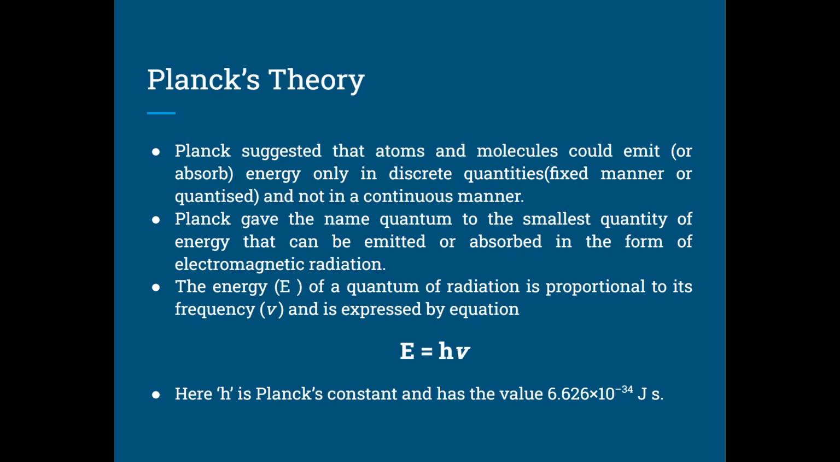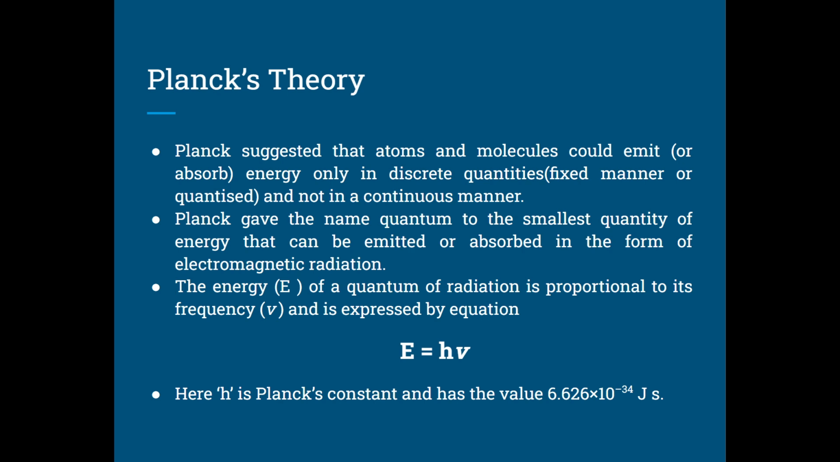Okay, now he gave an equation: E is equal to h mu, where E is the energy of the quantum of radiation that is being absorbed, and mu is the frequency, obviously. And the representation of Planck's theory formula is E equals h mu, where E is energy, mu is frequency, and h is called Planck's constant. Very important term, Planck's constant.